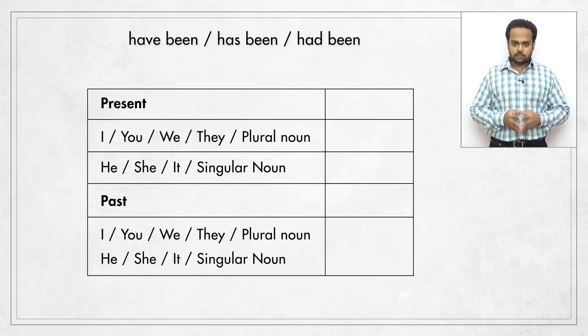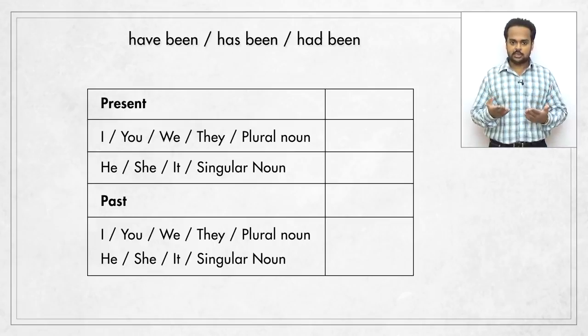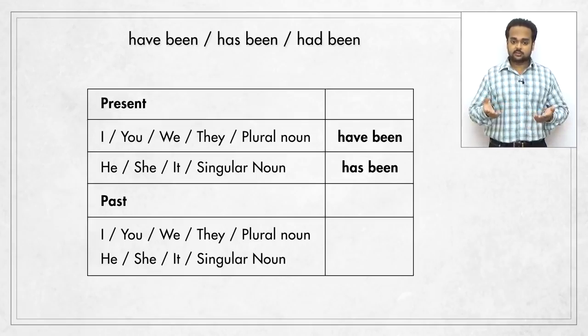Before we talk about the uses, you need to know the basics of where to use have, has, and had been. In the present, if the subject of a sentence is I, you, we, they, or a plural noun, then we use have been. If the subject is he, she, it, or a singular noun, then we use has been. This is when we talk about the present. When we talk only about the past, it's very easy. For any subject, we use had been.